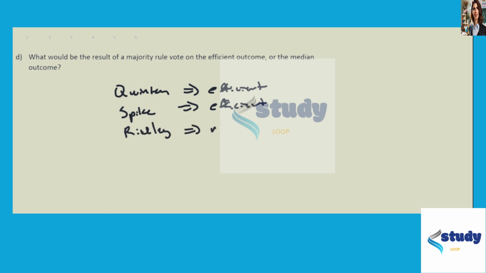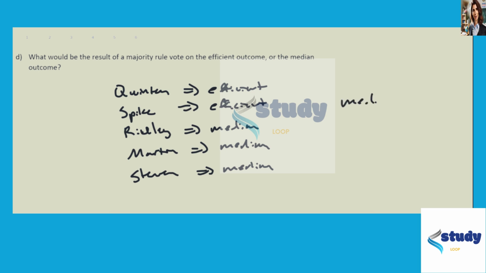Ridley would vote for the median because he is the median and 2 is less than 3. Martin would vote for the median because he prefers 1. The efficient is 3, so 2 is closer to what he wants. And again, Steven would vote for the median because he prefers 0, and the median of 2 is closer to what he would prefer than the efficient outcome is. And so then the median vote would win.